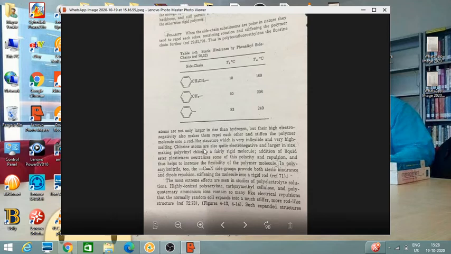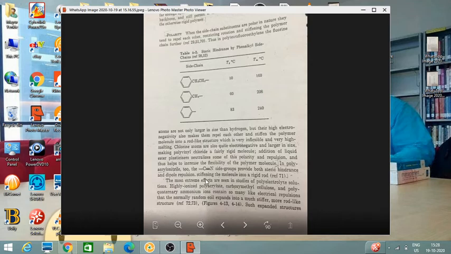Chlorine atoms are also quite electronegative and larger in size, making polyvinyl chloride a fairly rigid molecule. Addition of liquid ester plasticizer neutralizes some of its polarity and repulsion, and thus helps to increase the flexibility of the polymer molecule. In polyacrylonitrile too, the C triple bond N side groups provide both steric hindrance and dipole repulsion, stiffening the molecule into a rigid rod.